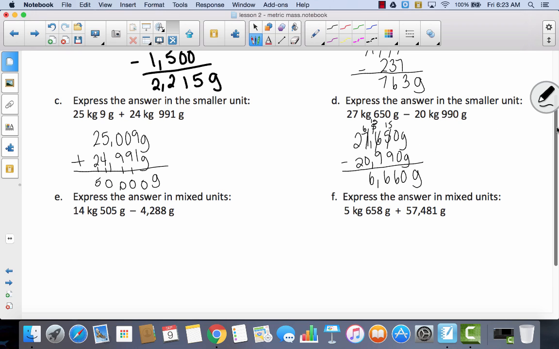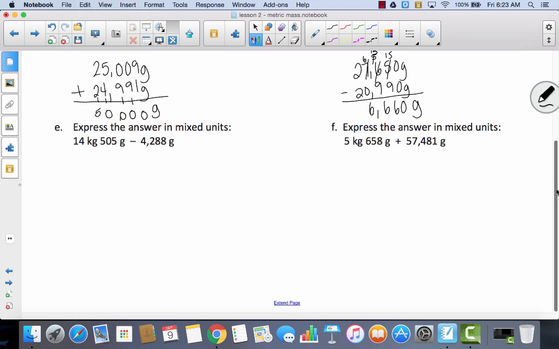Now, if you'll notice for E and F, our directions have changed a little bit. It says express the answer in mixed units. That means they want this to be in kilograms and grams. That's a mixture of both. So let's take a look at E. First of all, we're going to subtract. So I'm going to go ahead and change this over to grams because I'm subtracting grams. So I've got 14,505 grams minus 4,288 grams. So let's go ahead and find the difference here.